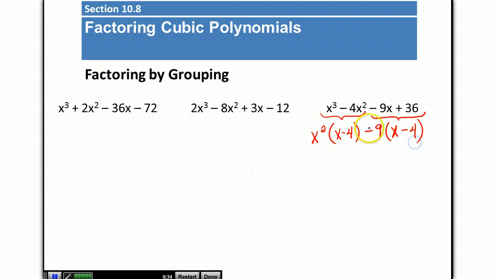Minus 4. We're dividing by negative 9. What do these two terms have in common to factor out? X minus 4. What goes in the other set of parentheses? X squared minus 9. Is this factored completely? Why not?